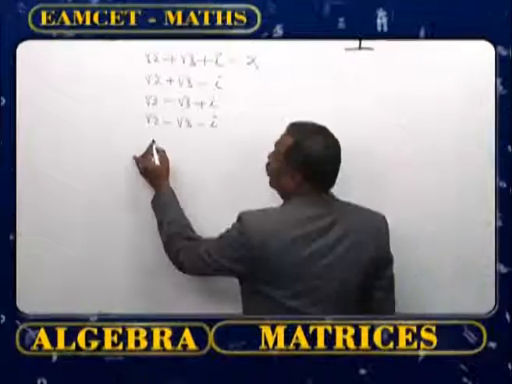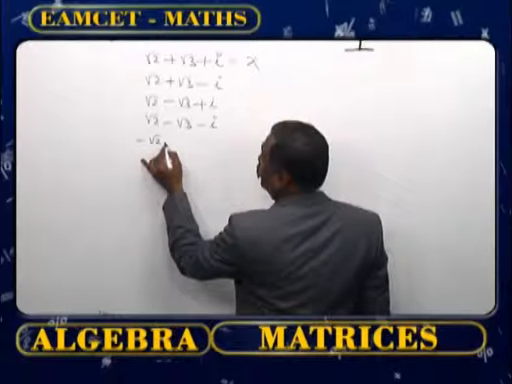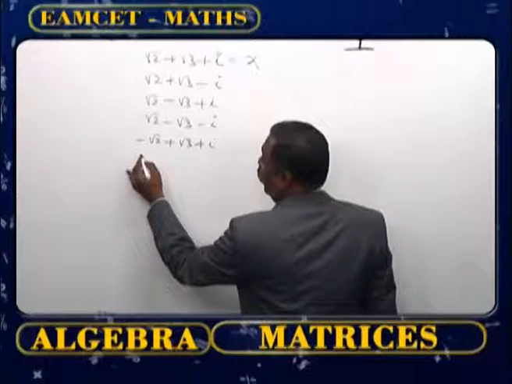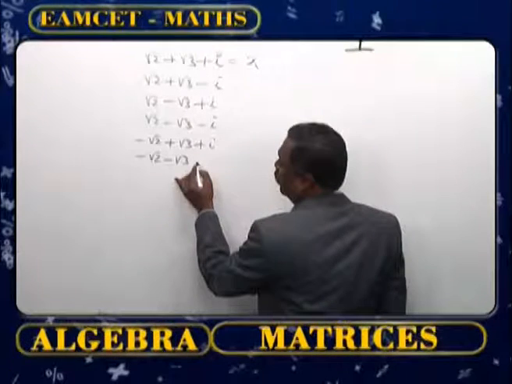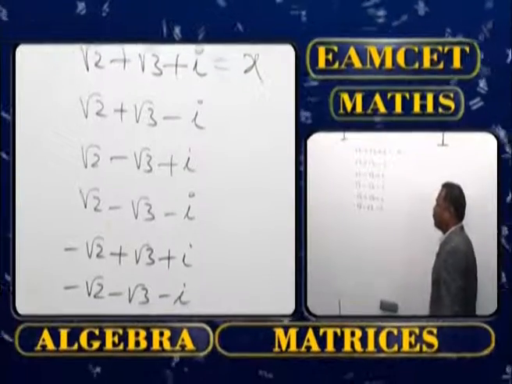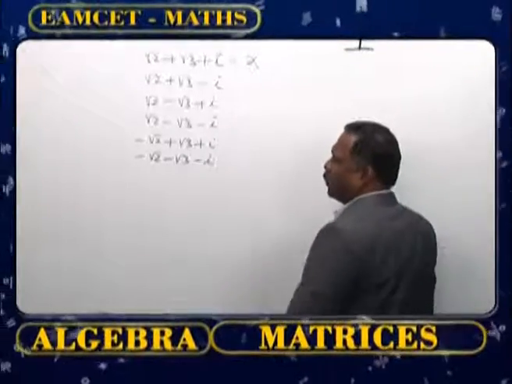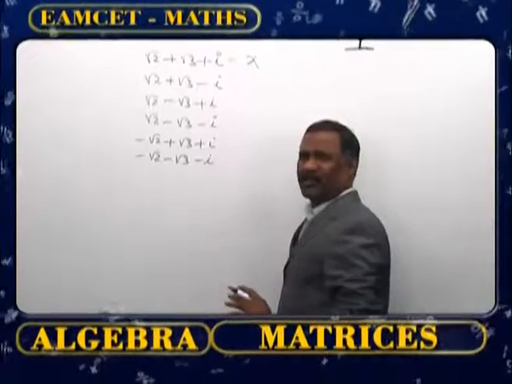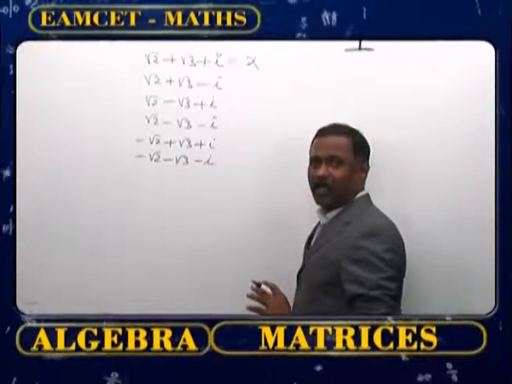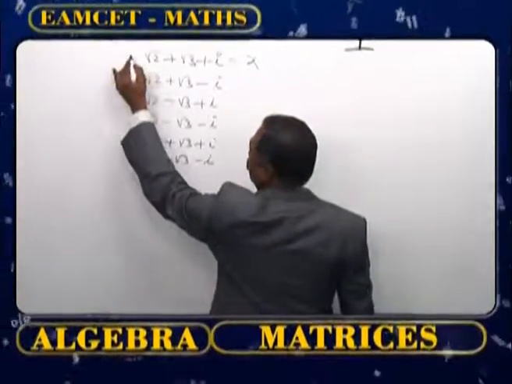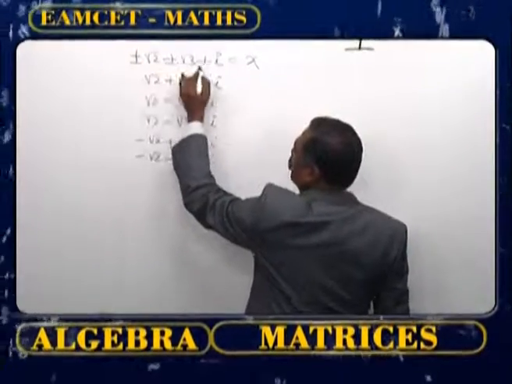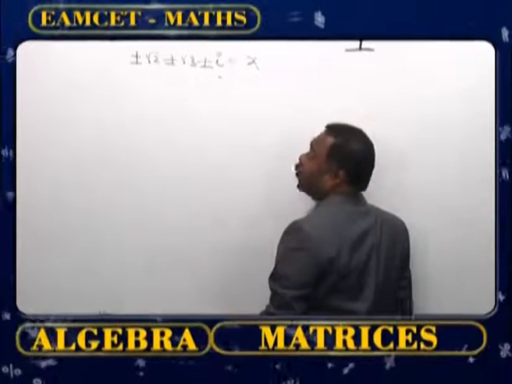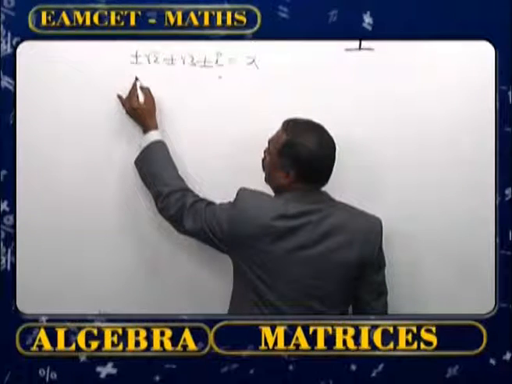Similarly, minus root 2 plus root 3 plus i is one root. And minus root 2 minus root 3 minus i is another root. So, if you go on writing like this, you will get the full set. For your understanding, I wrote all of them, but you understand it in this way: it will have plus or minus, it will have plus or minus, it will also have plus or minus. So, what do you understand by this? The combinations can be written.